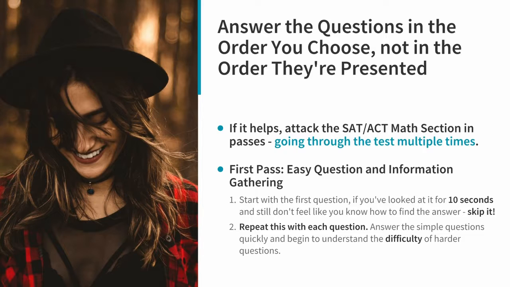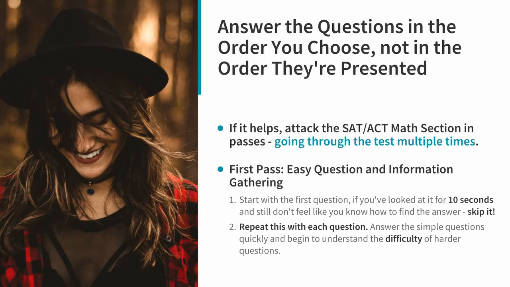So the first pass is an easy question and information gathering pass, meaning when you go through the test, this is what you're trying to achieve. Start with the first question, look at it for 10 seconds. If you have not figured out how you're going to solve it, skip it. The questions that you're going to answer in the first pass, you want to almost automatically, within 10 seconds, know how to solve it. Even if it's going to take you more than 10 seconds, you want to have an idea of how you're going to get to the answer.